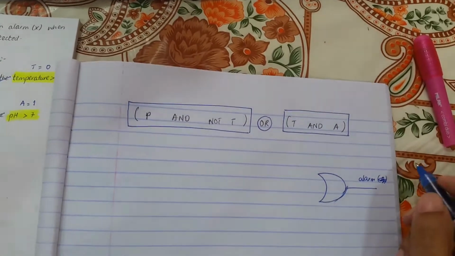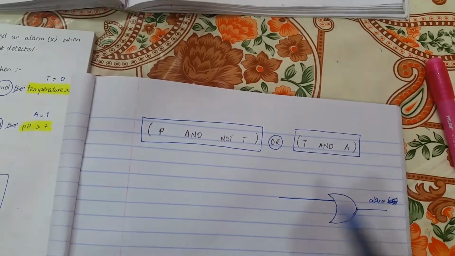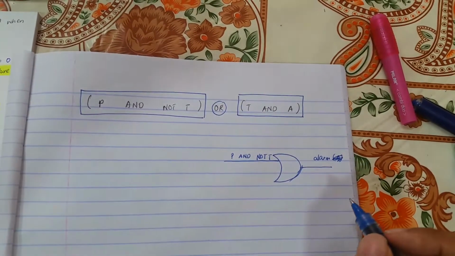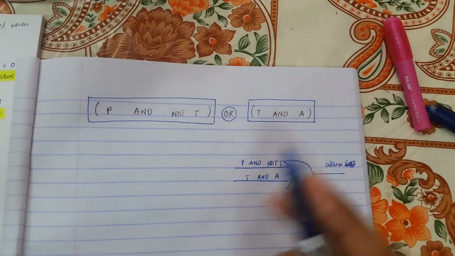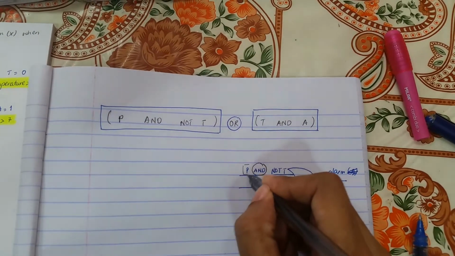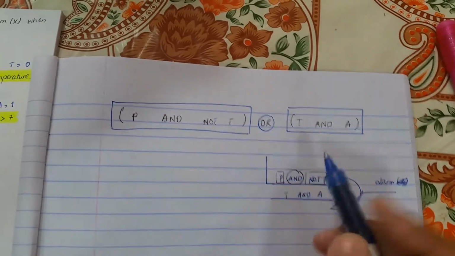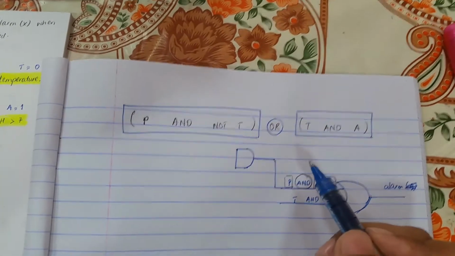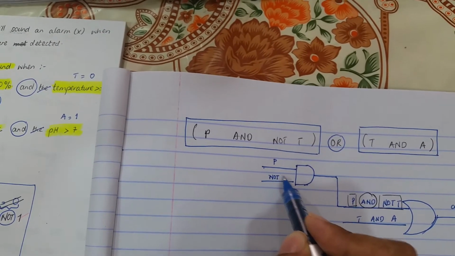It is alarm. On one side, I have the expression on this line that goes to the OR gate, P and NOT T. And on this line, I have the expression T and A. Now, given that this is an expression, we continue to break it down. In this case, we have an AND gate in the middle with P and NOT T. So on one side I will have P, on the other side I will have NOT T.